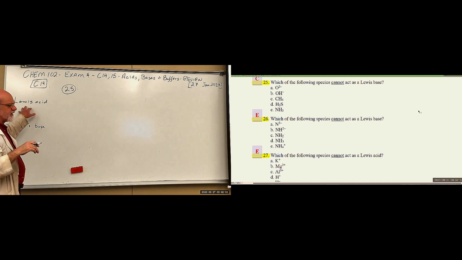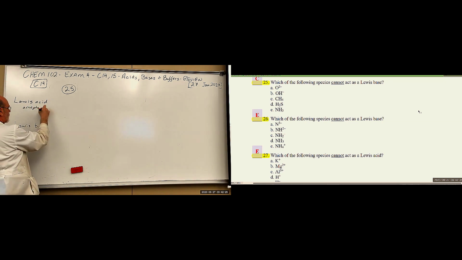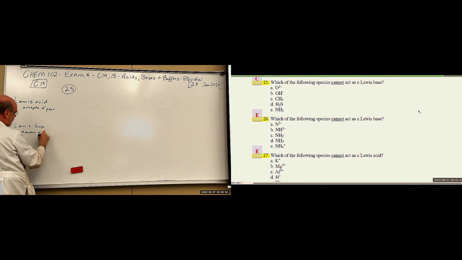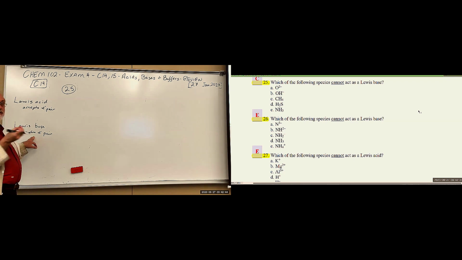Well, a Bronsted-Lowry acid donates a proton. And what does it do when it does that? It leaves electrons behind. So a Lewis acid accepts an electron pair, where a Lewis base donates an electron pair. When it accepts a proton, it donates electrons into the bond that bonds the hydrogen to it. So it's donating an electron pair. It's a Lewis base. Okay, now let's go to the problems.